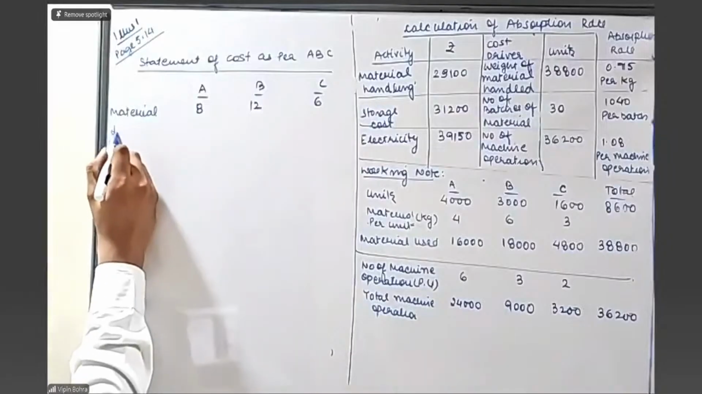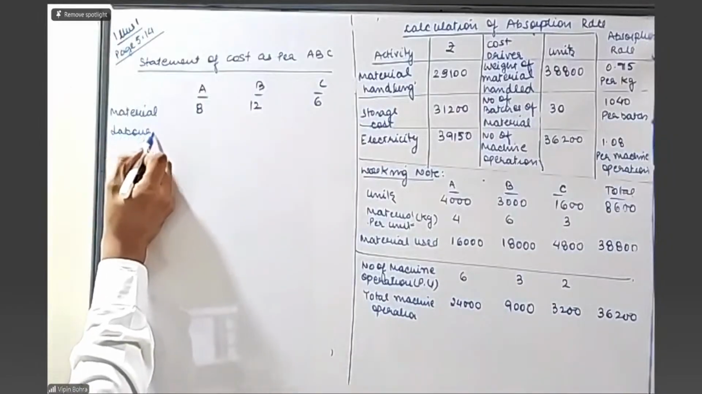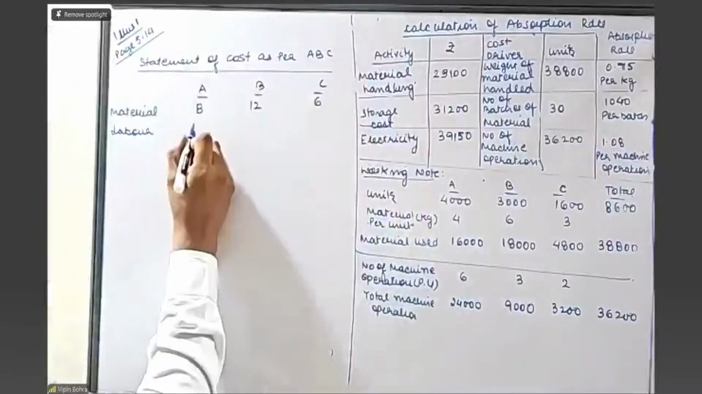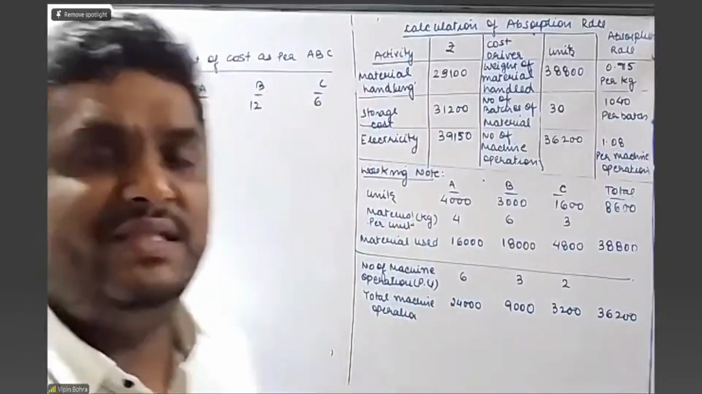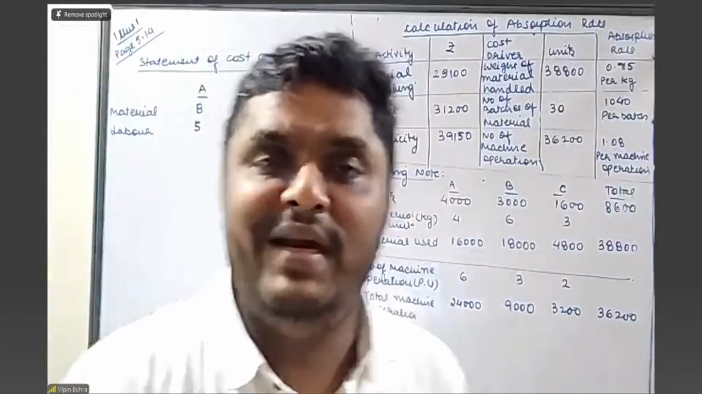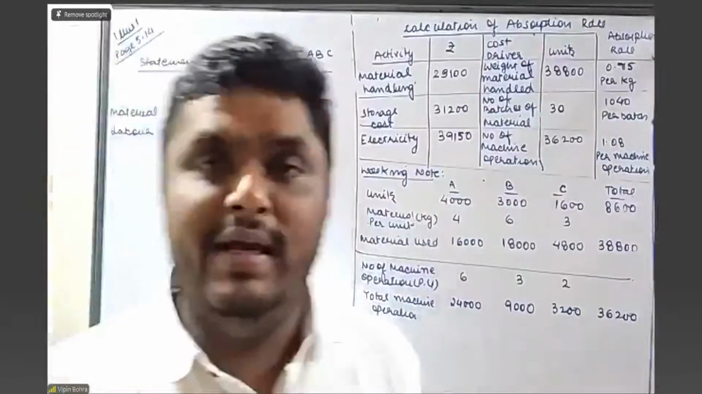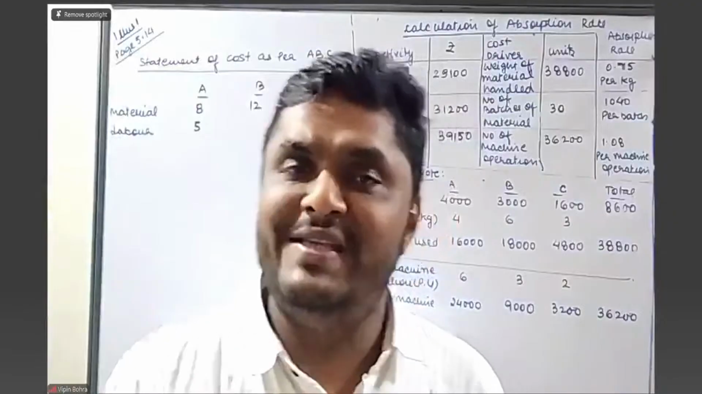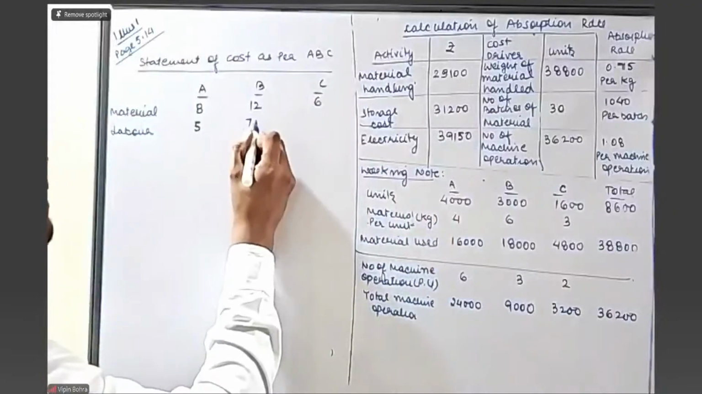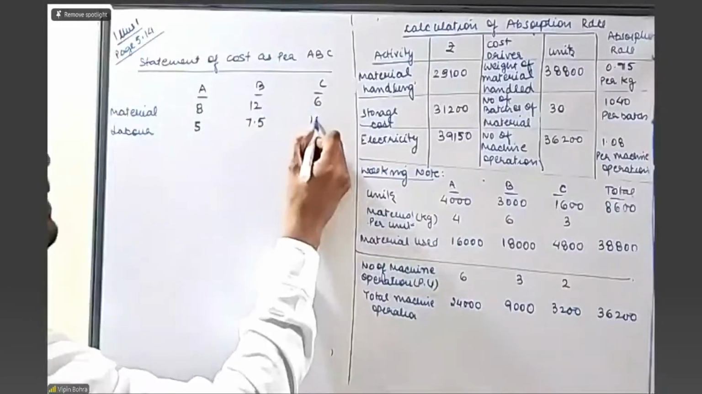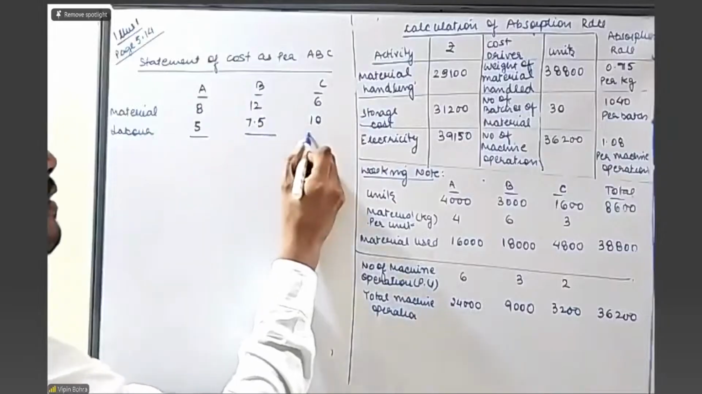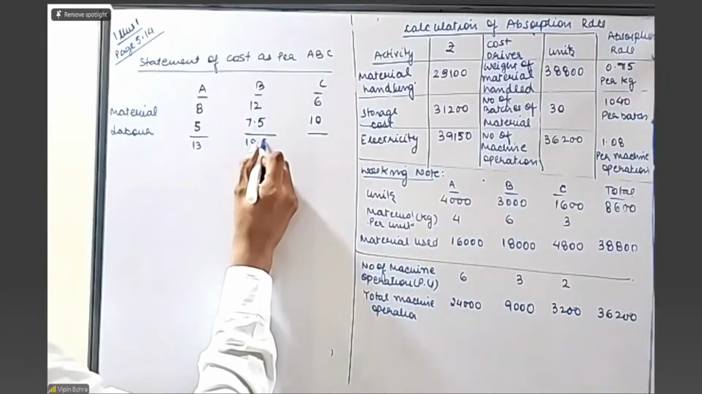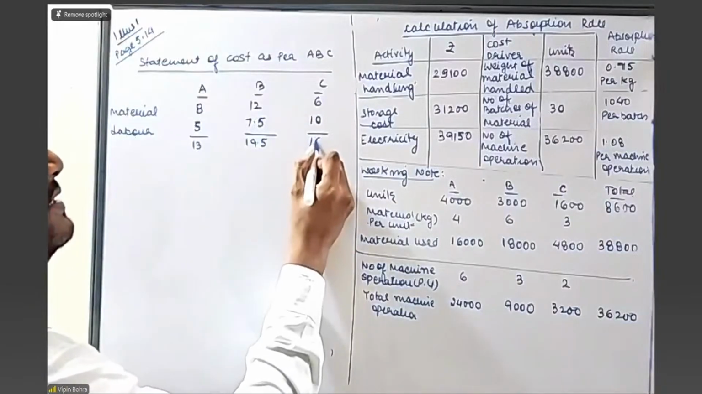Now, same way, labor also, rupees 10 per hour. So for 30 minutes, it will be how much? Rupees 5. For 45 minutes, it will be how much? Rupees 10 per hour, so 45 minutes is 7.5 rupees. And here it will be 10. So 8 plus 5, 13; 12 plus 7.5, 19.5; and 10 plus 6, 16.